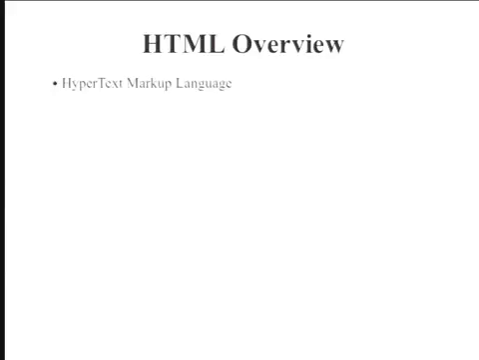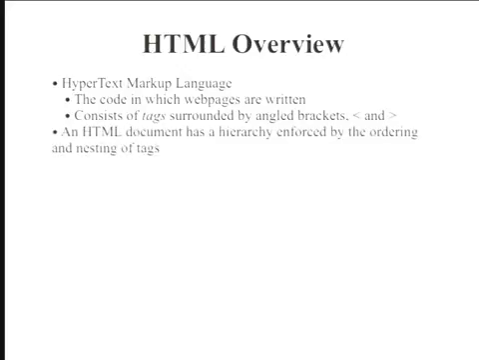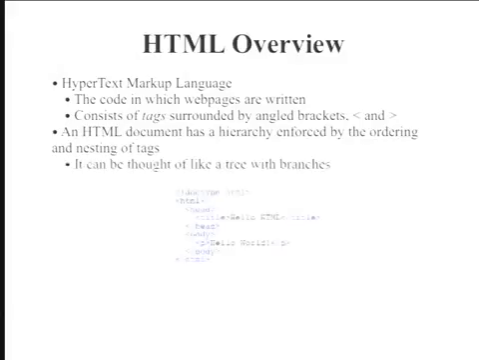So HTML is hypertext markup language, and it's the code in which web pages are written. When we were doing view source earlier, that was showing the HTML. And as you can see, it's often very long and confusing if you don't know what you're looking at. It consists of tags surrounded by angled brackets. Tags tell you what type of data is following, and then it has the data within the tags. An HTML document has a hierarchy enforced by the ordering and nesting of tags, kind of like a tree with branches. And this is a very small hello world in HTML.